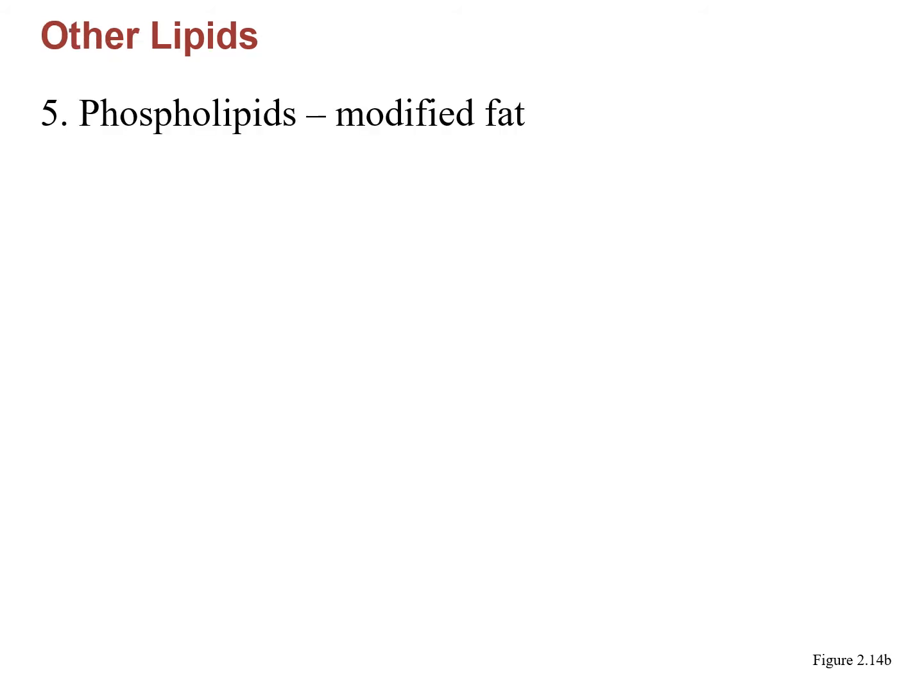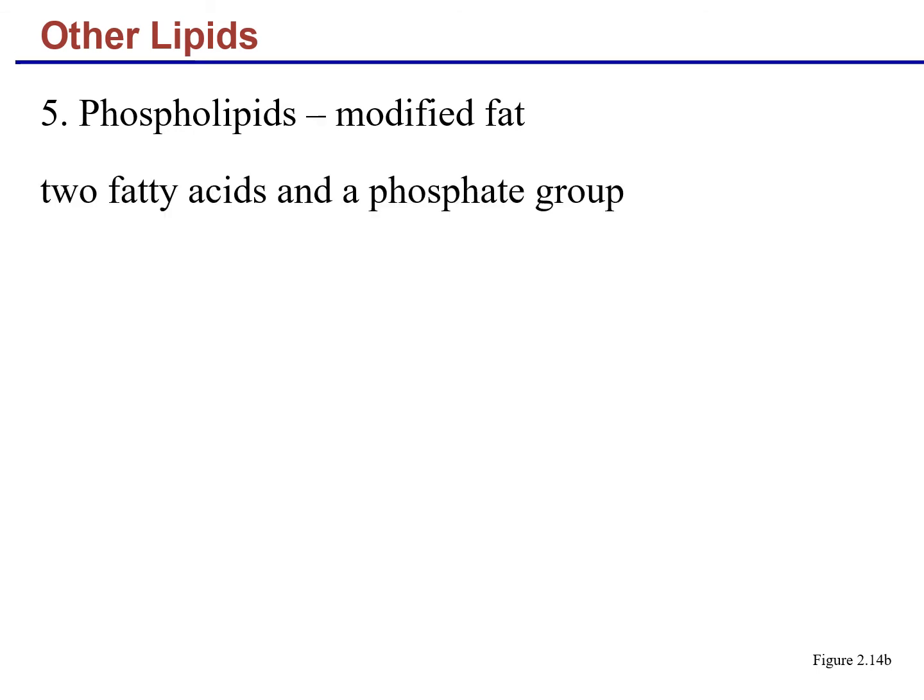Other important lipids include phospholipids. Phospholipids are really modified triglycerides. If we take away one of the fatty acids and replace it with a phosphorus-containing cluster called a phosphate group, we have a phospholipid molecule.